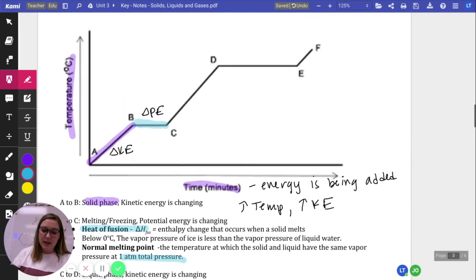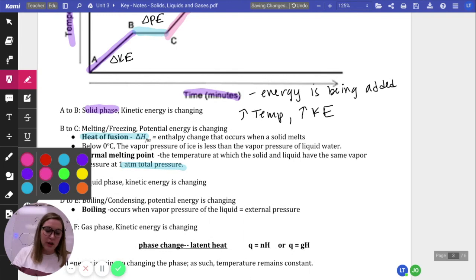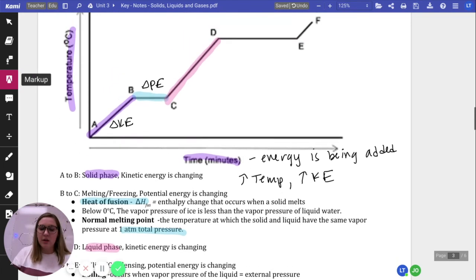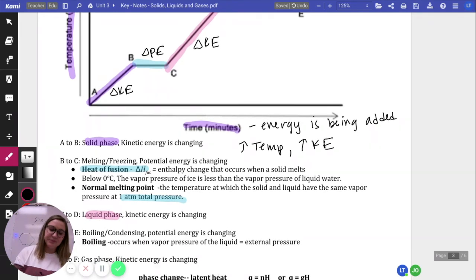All right, and then next we have line C to D right here. And once again, that represents our liquid phase. So that is our liquid being heated. So once again, we have a change in kinetic energy here. As it heats up, our particles move faster and faster, so they have more kinetic energy.